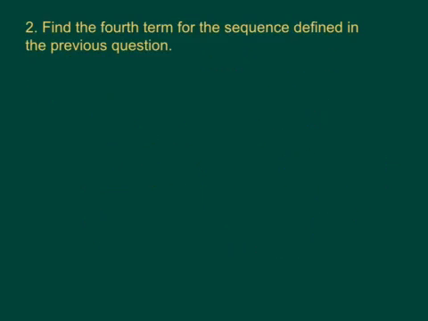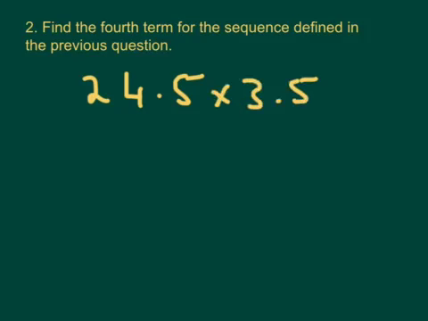There are two ways of answering this question: find the fourth term for the sequence defined in the previous question. The first way is what you might call the sensible way. We know that the third term, T3, is equal to 24.5. If we multiply that by the common ratio, which was found to be 3.5, we'll have our answer as simple as that. So T4 comes to 85.75.